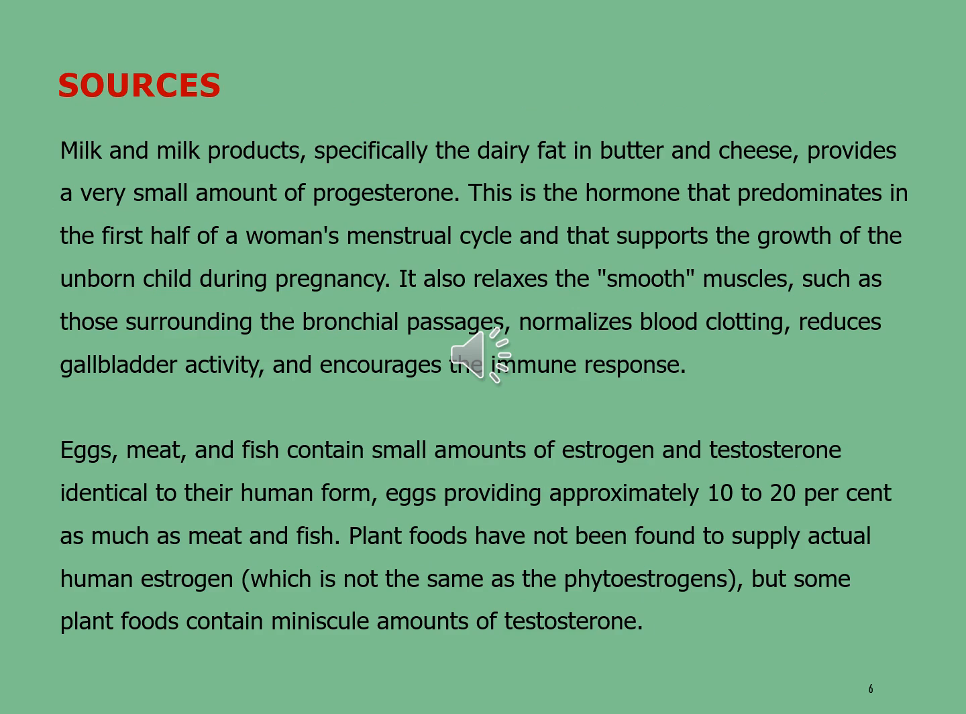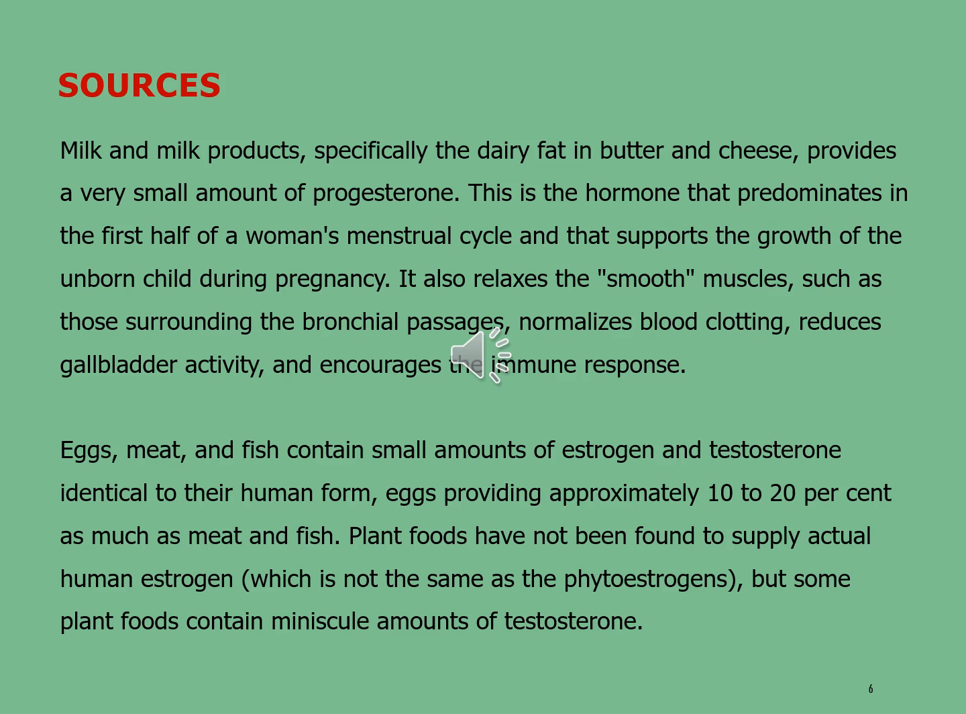When we look at the basic sources of hormones, they are derived from milk and milk products, specifically the dairy fat in butter and cheese. They provide a very small amount of progesterone. This is the hormone that predominates in the first half of a woman's menstrual cycle, and that supports the growth of the unborn child during pregnancy. It also relaxes smooth muscles, such as those surrounding the bronchial passages, normalizes blood clotting, reduces gallbladder activity, and encourages the immune response.